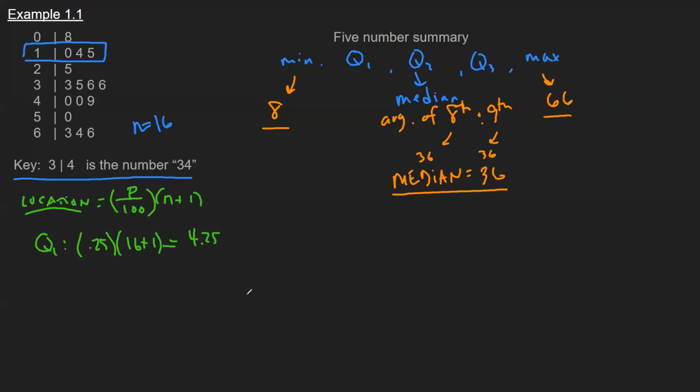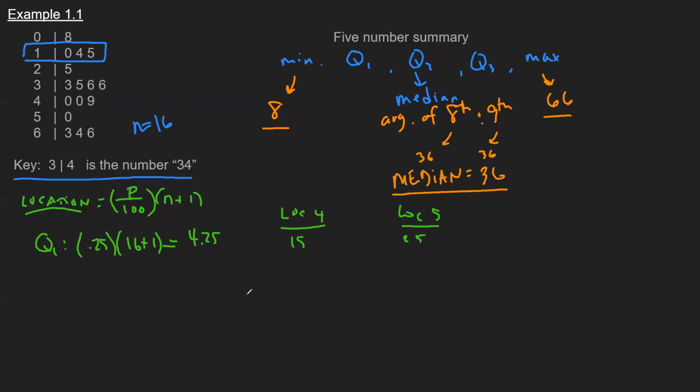So what does that mean? That means I am 25% of the way between the fourth and the fifth numbers. So this is in between the fourth and the fifth number. Location 4 would be the fourth number of my data set, so let me write location 4. That's going to be the number 15. And then location 5 is going to give me the number 25.